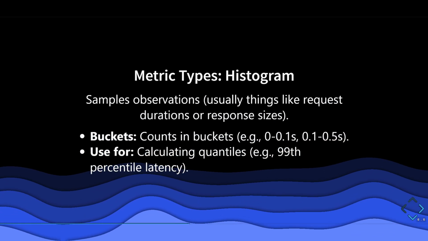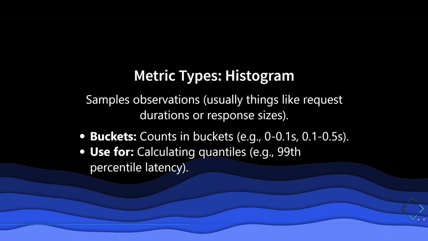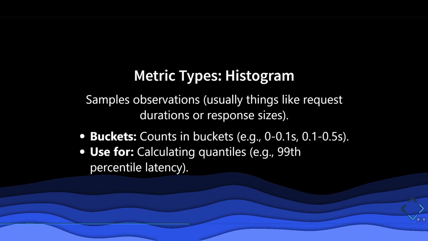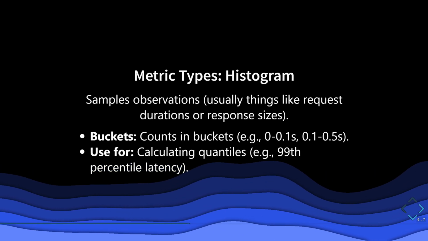Metric types. Histogram. These sample observations like request durations. They count them into buckets, allowing you to calculate quantiles like the 99th percentile latency.